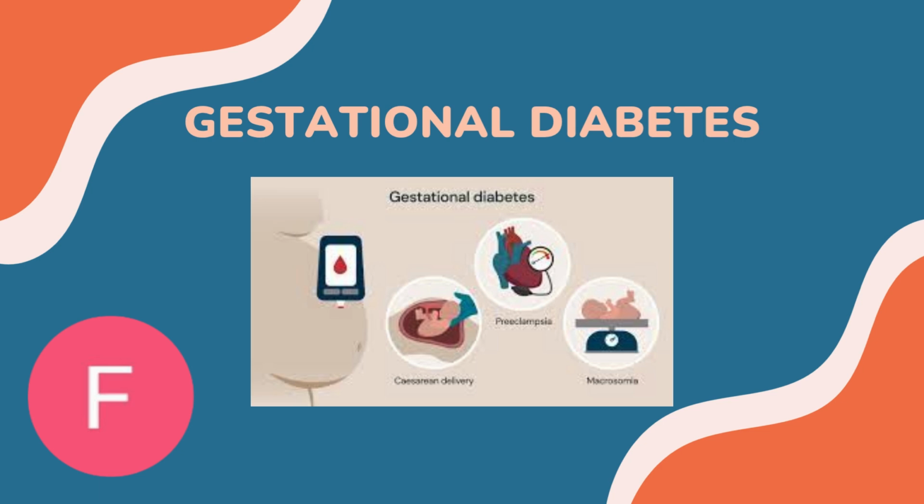The last type of diabetes is gestational diabetes. It occurs during pregnancy and usually disappears after birth. There are more types of diabetes, but I won't mention them due to time. I will just mention that these three types are the main ones.